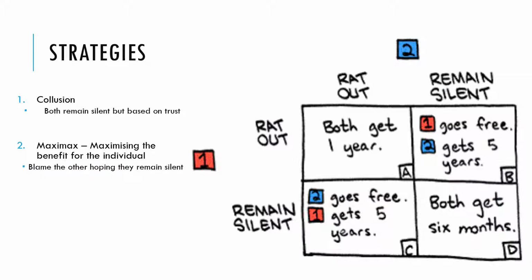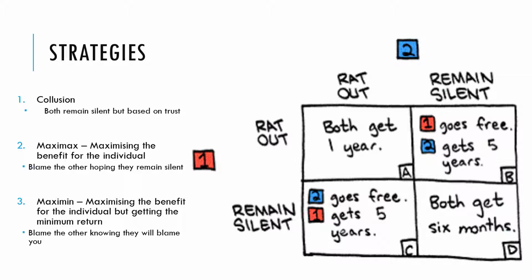However, there's a slightly different strategy I might adopt here. If I'm person 2, if I want to maximize the benefit, the very best situation I could get is that I go free. And so to maximize the benefit for me, I'm going to rat on person 1, and I'm going to blame the other person in the hope that person 1 remains silent, and I'm going to go free. This strategy would involve me getting the maximum benefit and the maximum result.